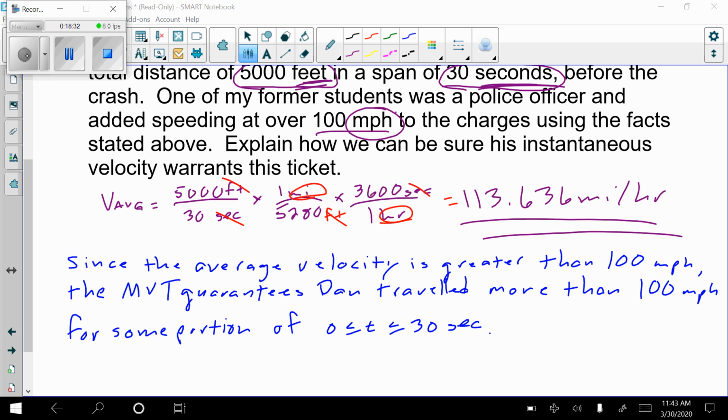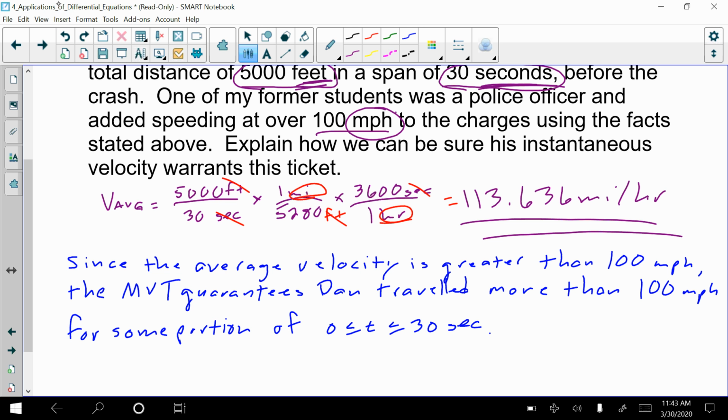Okay, so thanks for bearing with me with the pause. But given that the average velocity was greater than 100 miles per hour, the mean value theorem for integrals will guarantee that Dan had to have traveled more than 100 miles per hour for at least some portion of the 30-second time interval. And that is going to wrap up the notes for applications of differential equations.